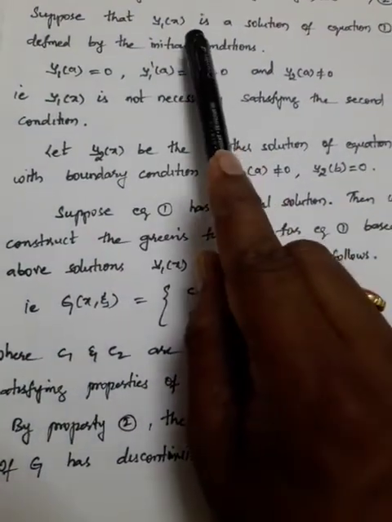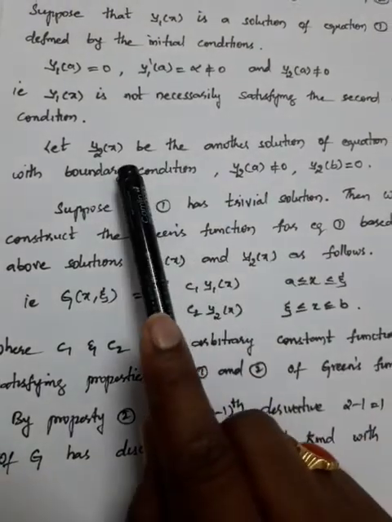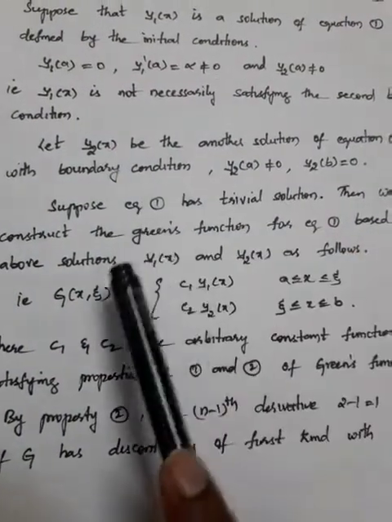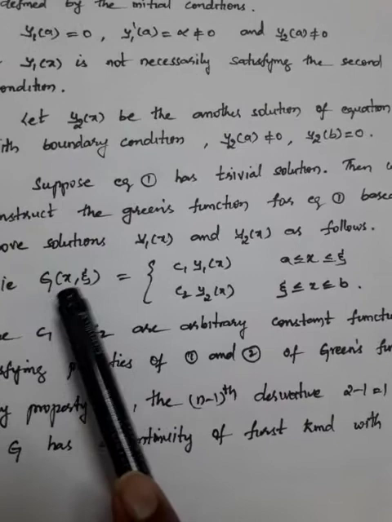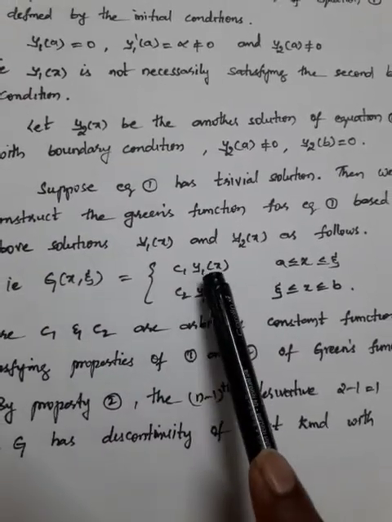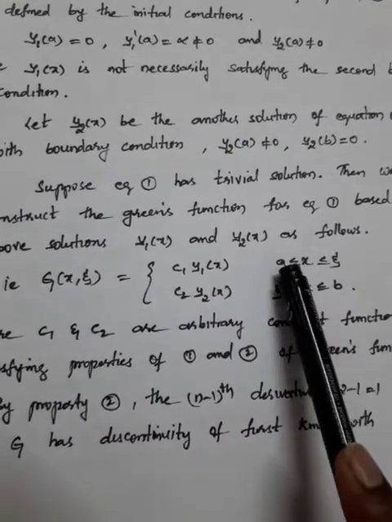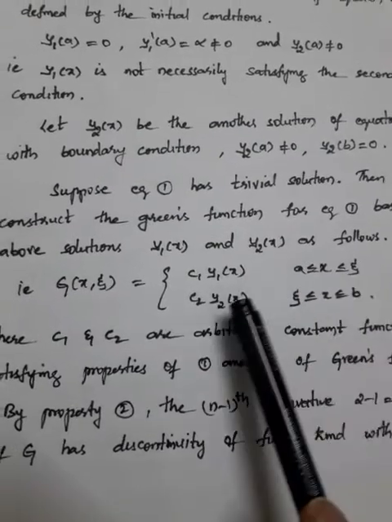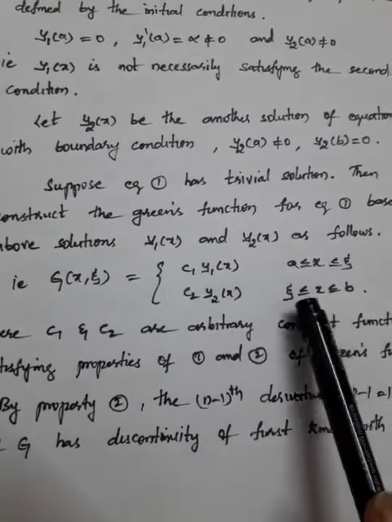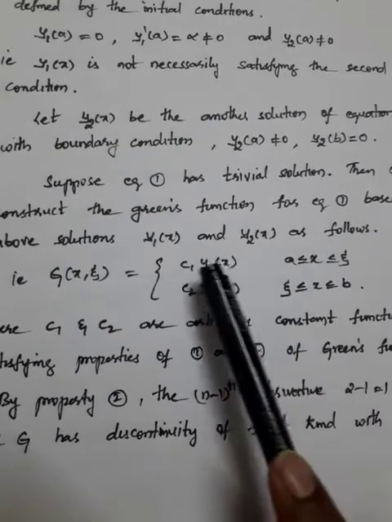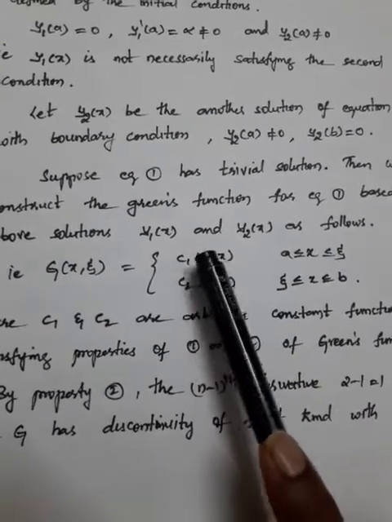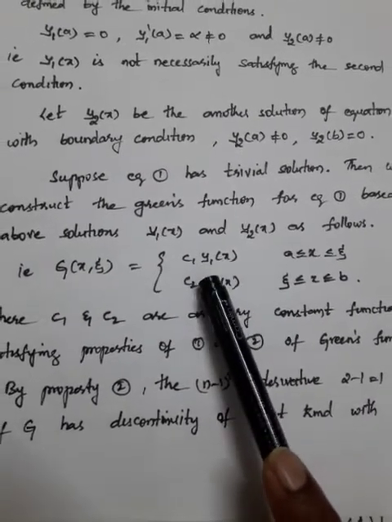Since we have considered y1(x) as one solution and y2(x) as another solution, we'll take the Green's function as follows: g(x, z) = c1 y1(x), where x varies from a to z. Similarly, c2 y2(x), where x varies from z to b. These c1 and c2 are arbitrary constants.